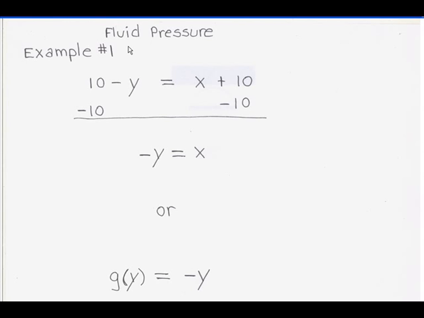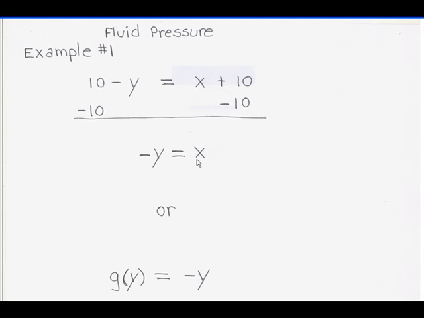So continuing, now we have the equation 10 minus y is equal to x plus 10. We need to get the x by itself because we're going to express x in terms of y. So we add negative 10 to both sides. The 10s on the right cancel, the 10s on the left cancel.